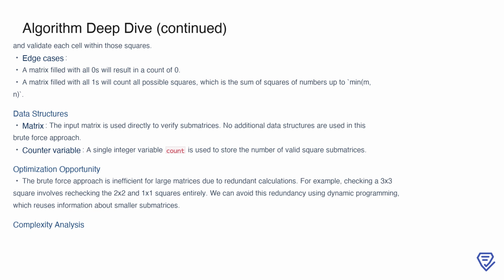O(m n ^ 3). In terms of edge cases, we should consider scenarios like a matrix filled entirely with zeros, where the count will be 0, or a matrix filled entirely with ones, where the count will include all possible squares, calculated as the sum of squares up to the smaller dimension of the matrix. While the brute force method uses no additional data structures beyond the input matrix and a single counter variable, it is clear that there is room for optimization. By applying dynamic programming, we can avoid this redundancy and significantly improve efficiency.